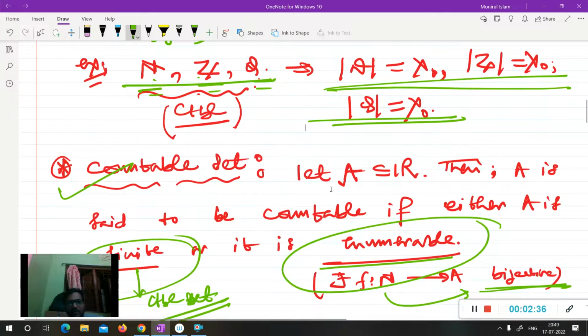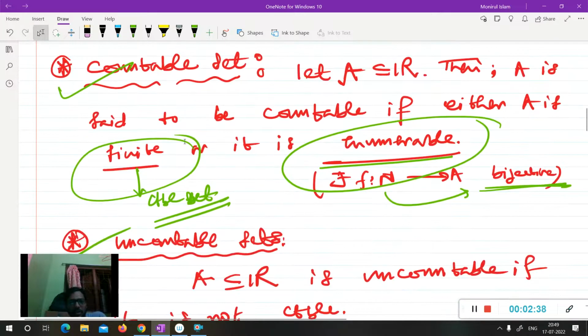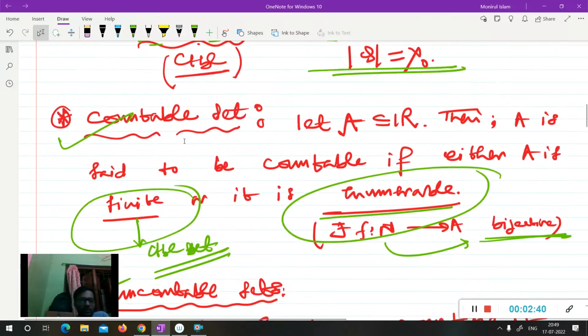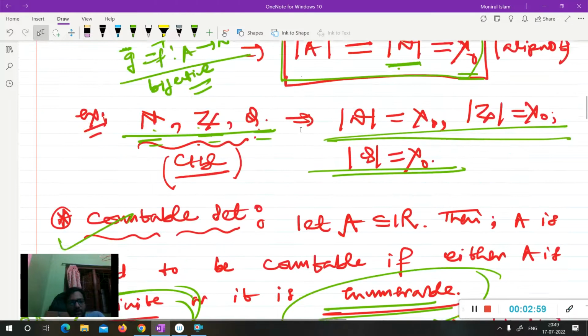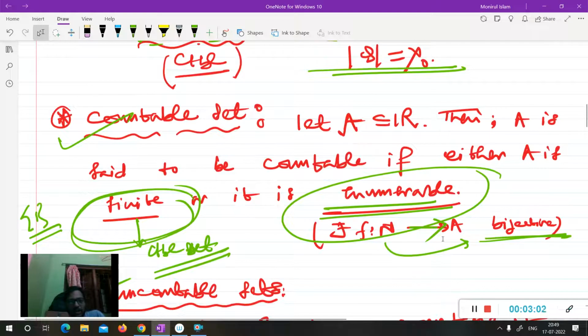Now countable set. A subset of R is said to be countable if it is either finite or enumerable. A finite set is countable; if it is a single element set, this is also a countable set. If it contains n elements, 1 to n, this is also a countable set because a finite set is countable. Enumerable sets are also examples of countable sets. So a set is countable if it is either finite or enumerable. Finite sets are countable sets and enumerable sets are countable sets.